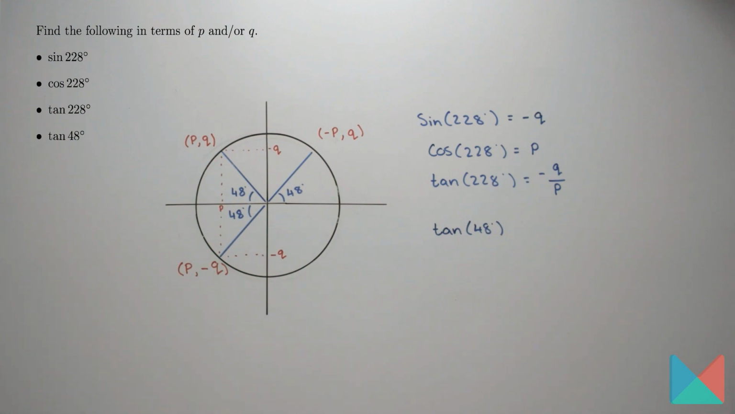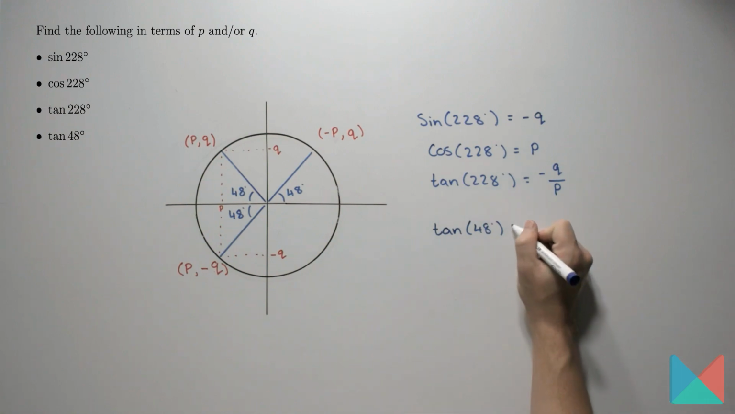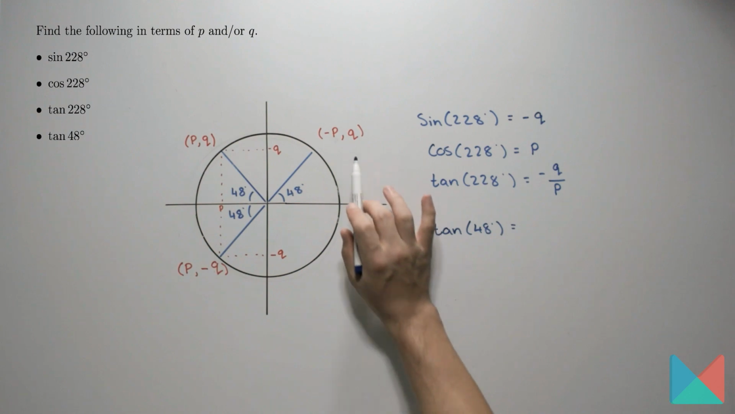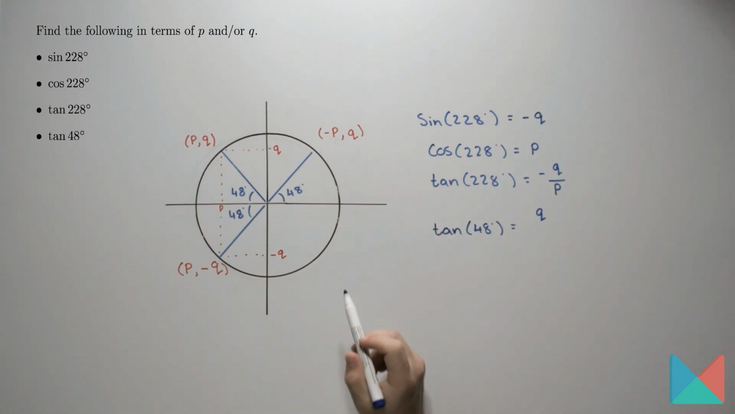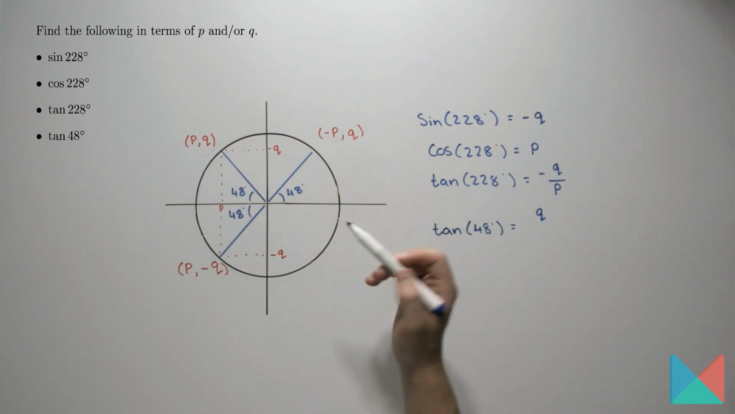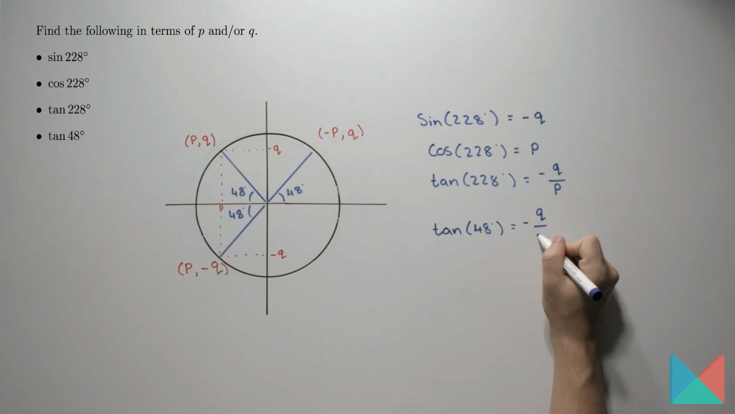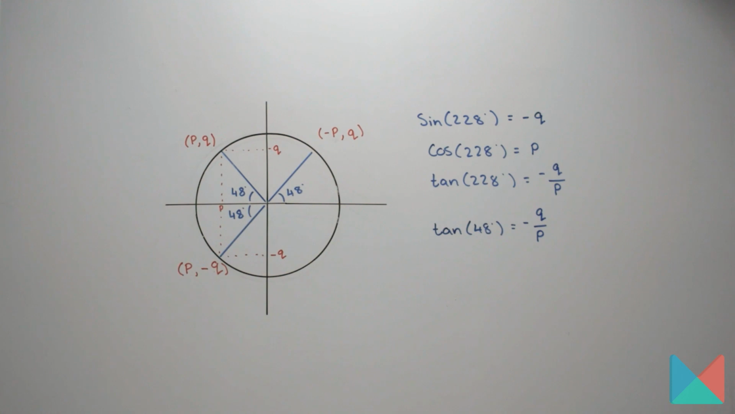So now we can find our value for tan of 48 degrees, and this will be sine of 48 divided by cosine of 48. Sine, remember, is our y component, so it'll be Q, and our x component will be our cos of 48 degrees, and that is negative P. So our value for tan of 48 degrees will be negative Q over P. That concludes our first problem, and now let's move on to our next one.